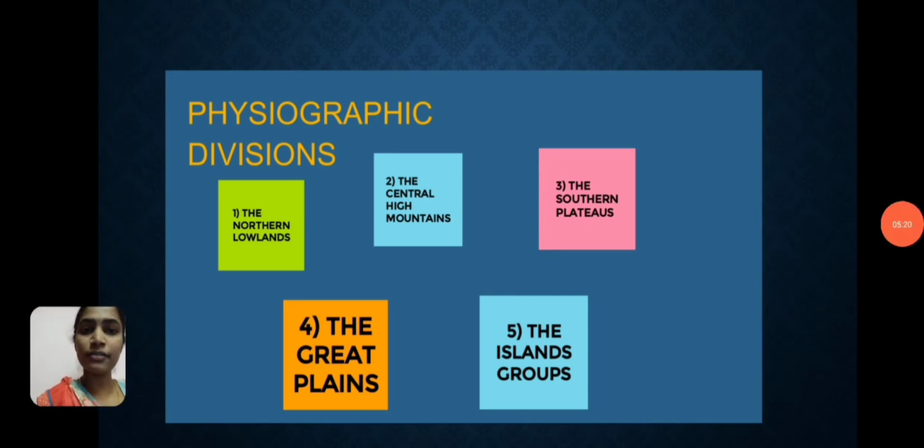So what are the physiographic divisions? The northern lowlands, the central high mountains, the southern plateaus, the Great Plains, and the island group. Okay, these are the physiographic divisions. These divisions contain many people in Asia.